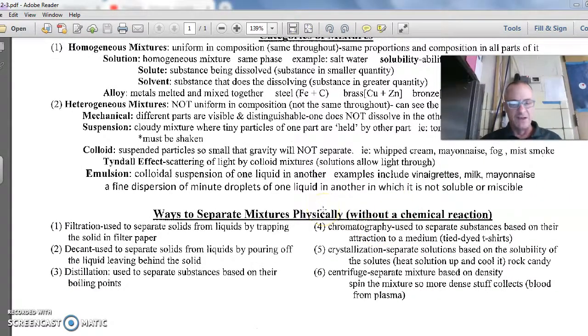And this can be done physically because mixtures are just substances that have been placed together. They are blends of substances. They have not joined chemically, so we do not need to undo a mixture chemically. We can do it physically.